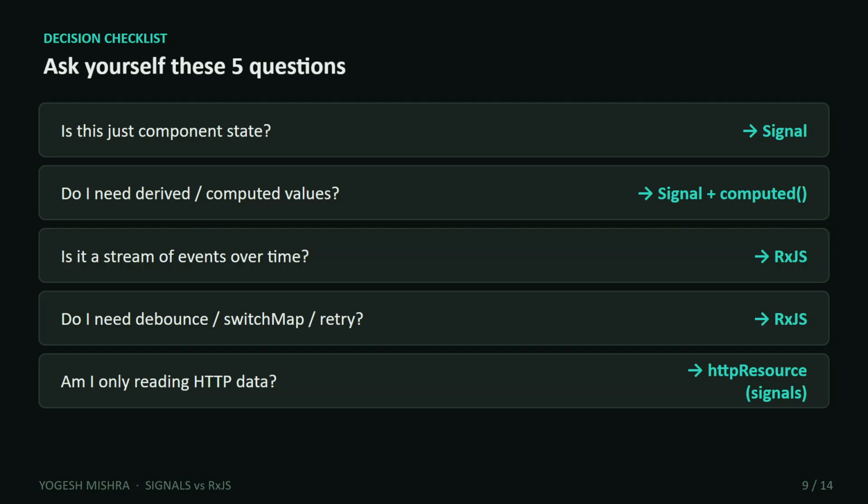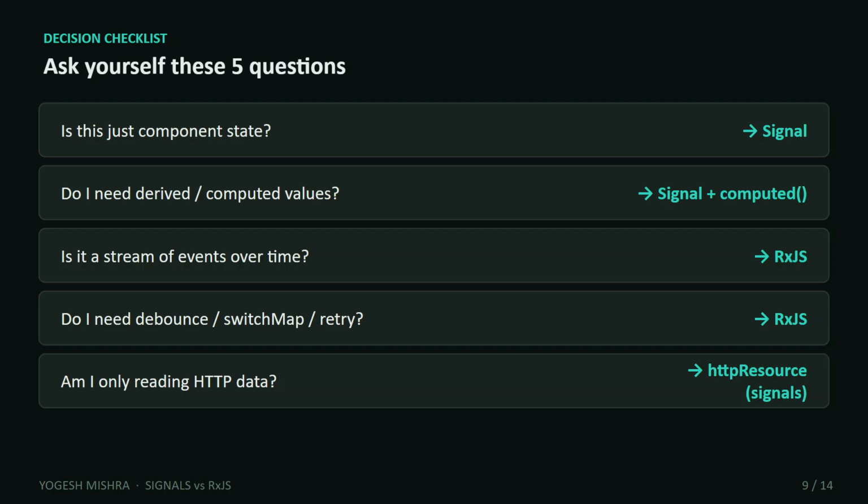Whenever you are unsure which tool to use, just ask yourself these 5 simple questions. Is this just a component state? Then use a signal. Do you need a derived or computed value? Use a signal with computed.